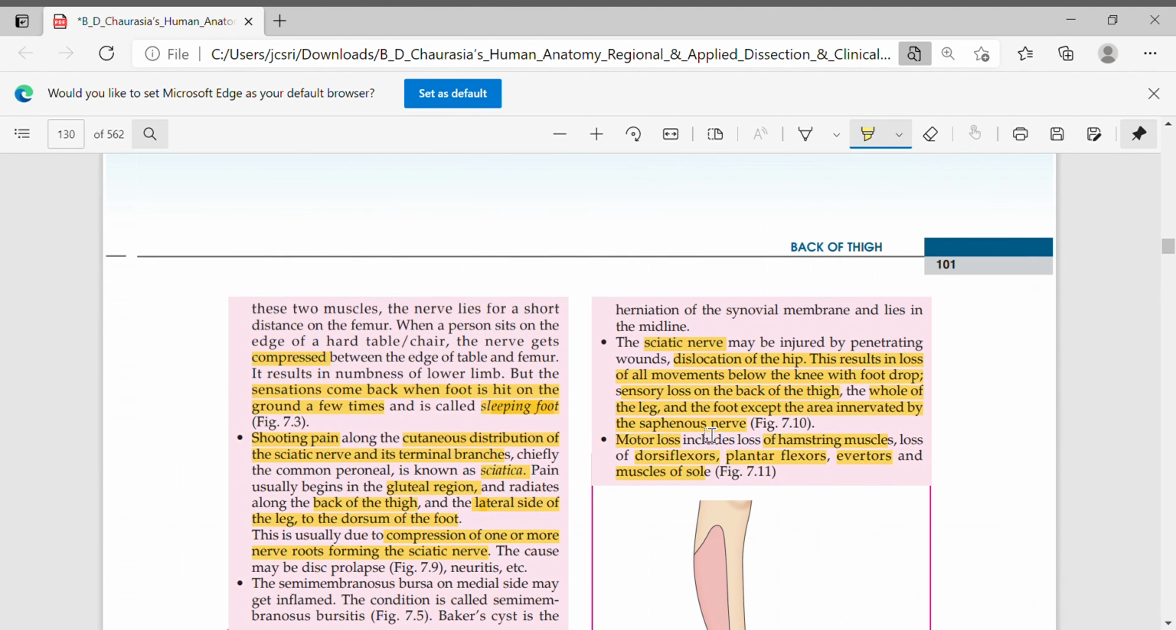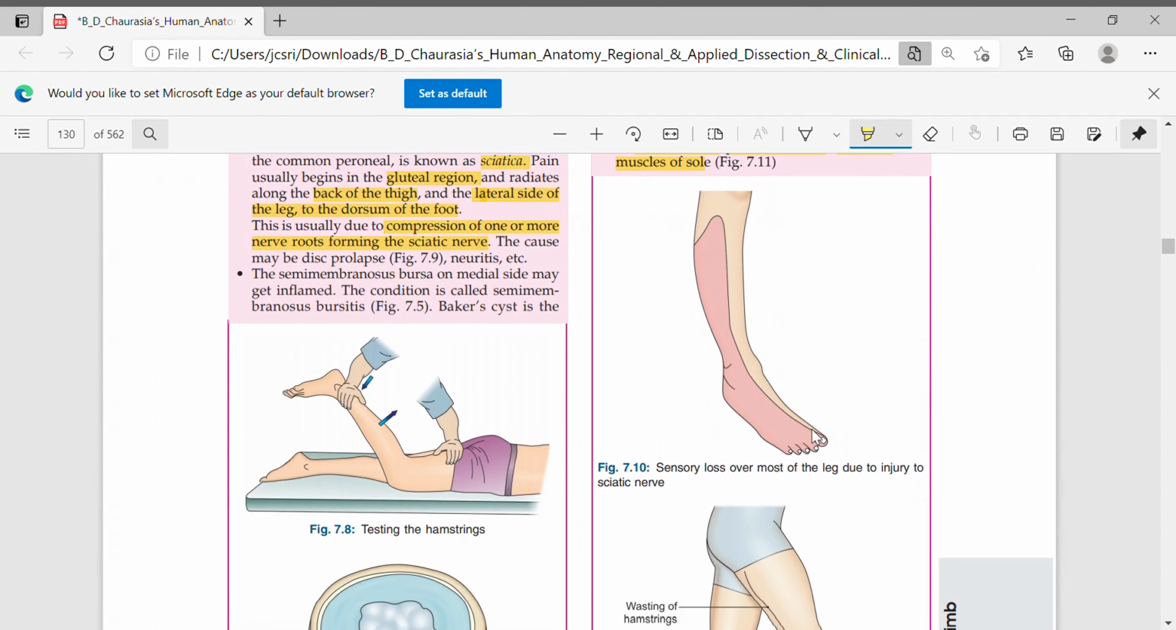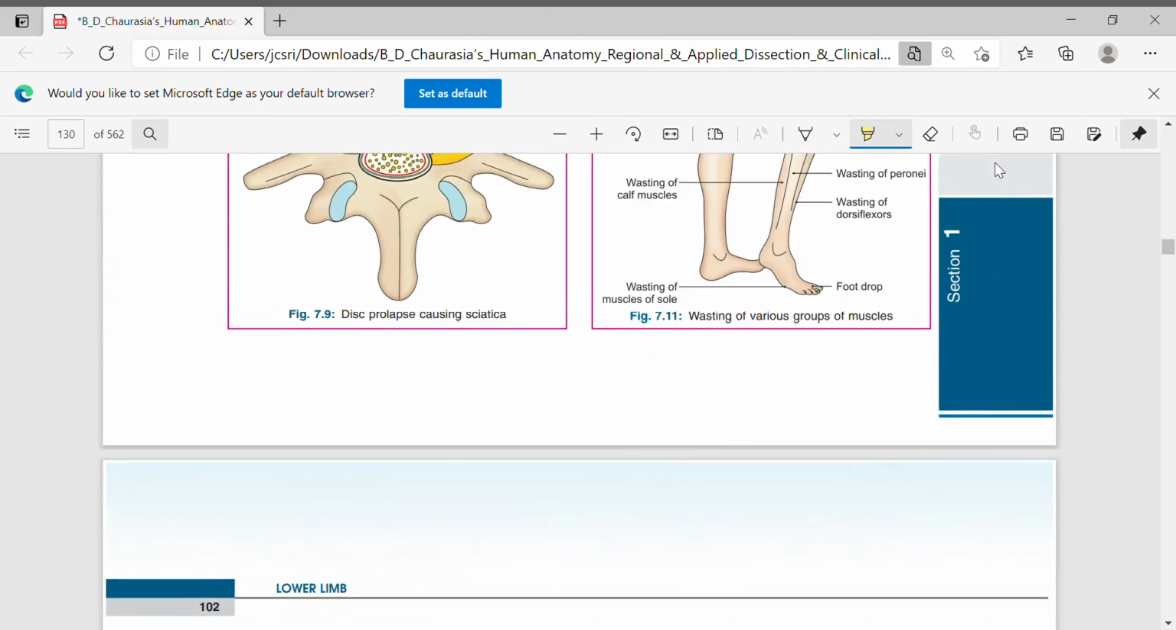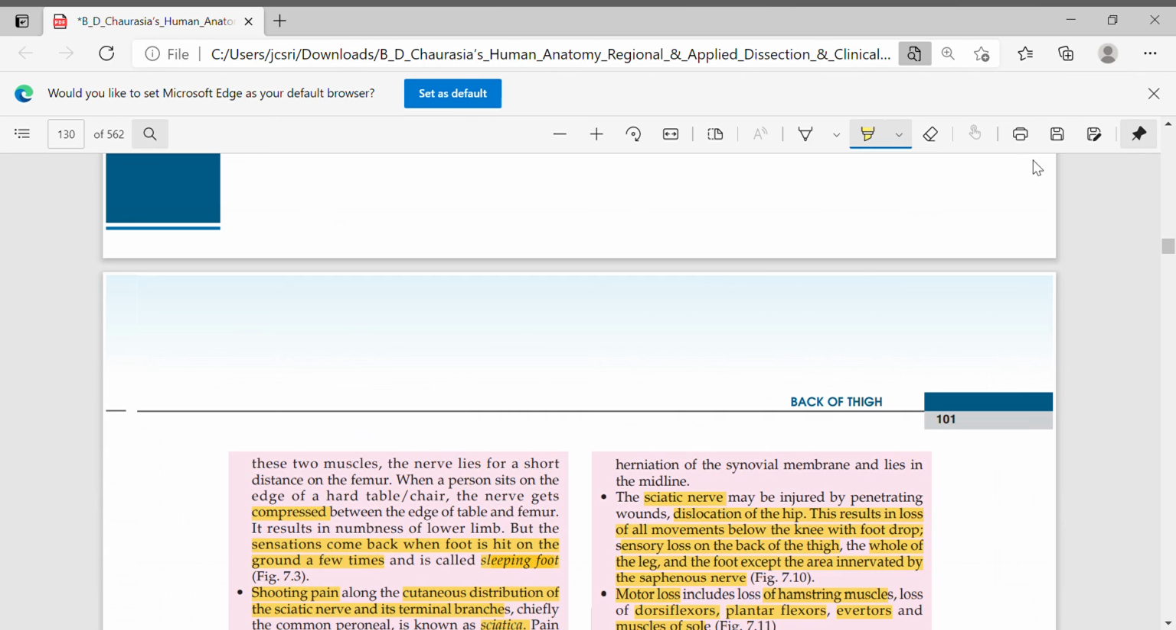In a sciatic nerve injury, there will be a sensory loss in the back of the thigh, the whole of the leg, and the foot, except the medial side, which remains innervated by the saphenous nerve, the longest nerve. And there will be a foot drop. This motor loss will be for the hamstring muscles, dorsiflexors, plantar flexors, evertors, and the muscles of the sole also. This is about the sciatic nerve.